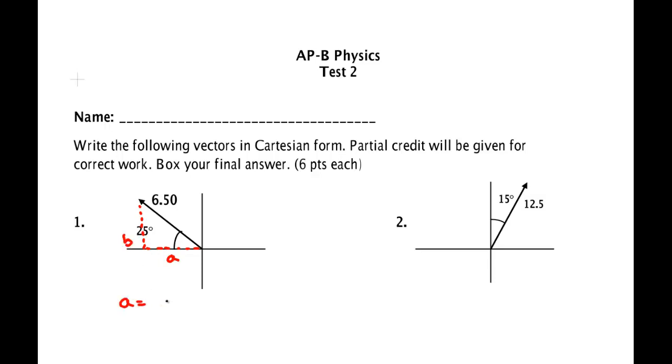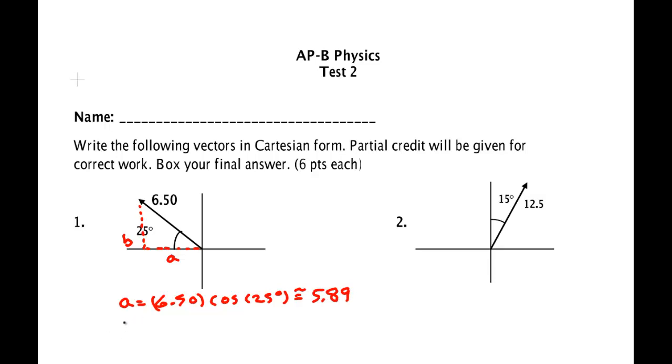A is equal to the hypotenuse, which is 6.50, times, we're looking for the adjacent side. Adjacent starts with the letter A. Cosine starts with the letter C. C is closer than S for sine, so we use the cosine function. Cosine 25 degrees. Plug that in your calculator, get about 5.89 to 3 sig figs.